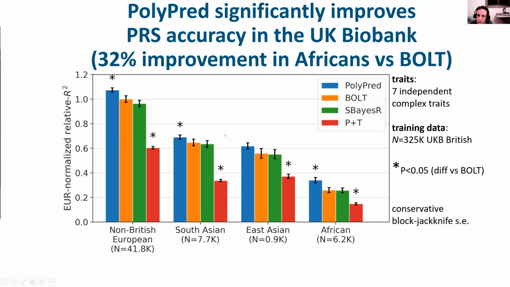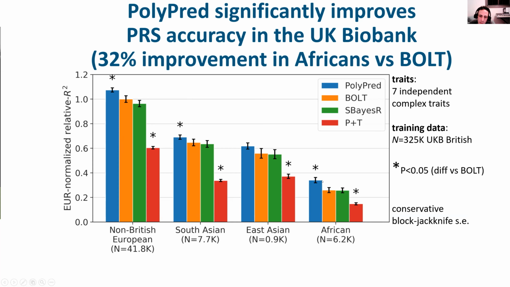But when you look at the relative improvement, it increases when we go to the right, and it's actually largest in Africans. So as you can see in the title, for people of African ancestry, we got a 32% improvement over the state of the art, over BOLT-LMM. This is what you can see here.